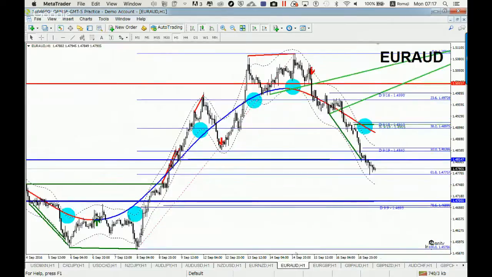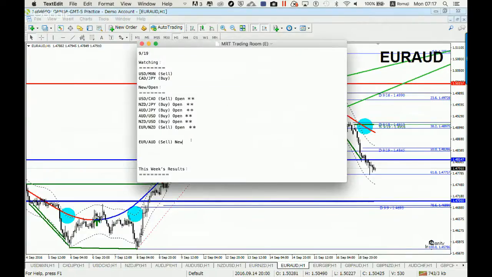Euro Aussie, this is the same thing basically, but with the Euro Aussie. This is also moving well. The stop is now at break even. We took initial profit target at the weekly pivot at 1.4815. That was our initial profit target, and we're now going for the final target at the monthly pivot at 1.4705. So Euro Aussie is now open.